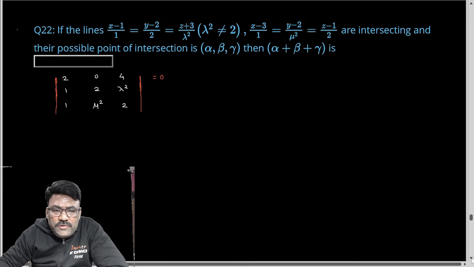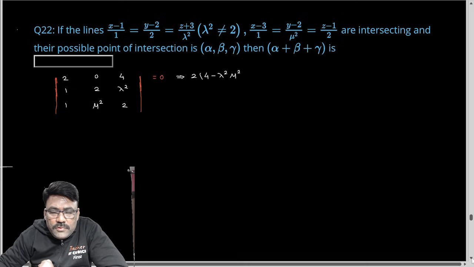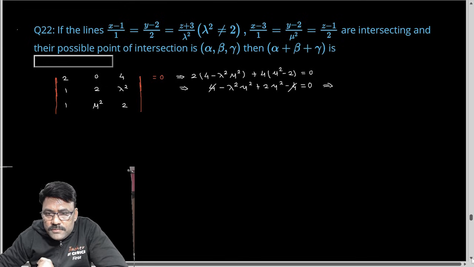Now let's expand it using the first row. From the first row, I will get 2 times (4 minus lambda square mu square), then I will get 4 times (mu square minus 2). This is 0. 2 can be taken common here. So I'm getting 4 minus lambda square mu square plus 2 mu square minus 4. The 4 also gets cancelled. Mu square taken common.